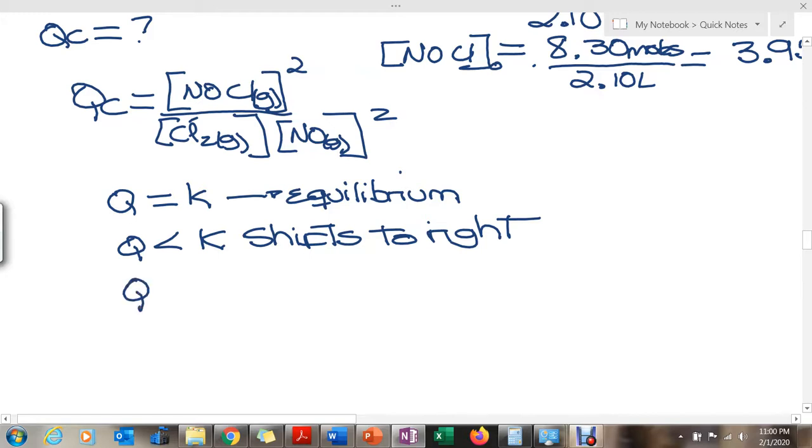Now, if Q is greater than K, that means you have too much product. So to reach equilibrium, the reaction has to go to the left.